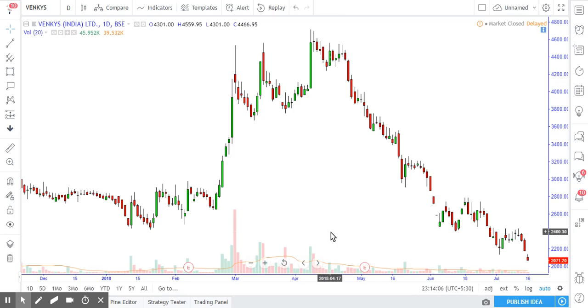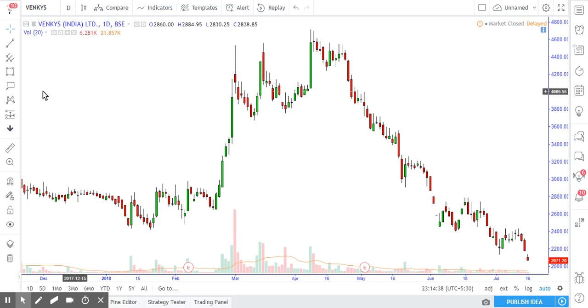This is the way one can approach a stock, or see the trend of a stock, whether it is downtrend, uptrend or sideways. Firstly, if the stock is in a downtrend, then you should look for opportunities to short the stock, not to go long. Only when it comes out of the downtrend can you buy that stock.